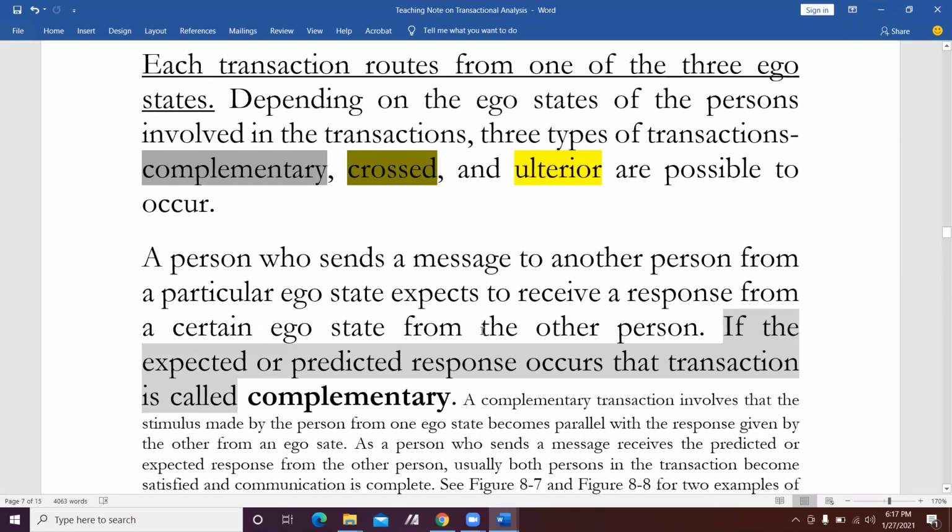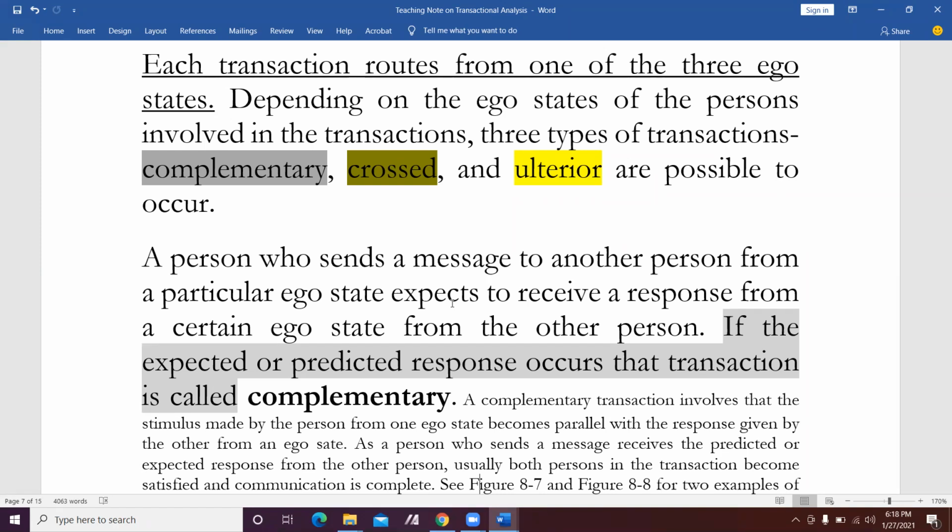A person who sends a message to another person from a particular ego state expects to receive a response from a certain ego state from the other person. Assume I make a stimulus on my part, using my adult ego. Then I expect a child ego from you. So I expect a response rooting from your child ego.